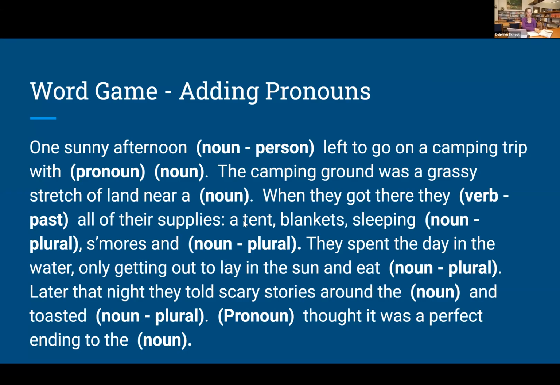Okay, so let's read our word game now. Here we go. Okay, one sunny afternoon, Daisy left to go on a camping trip with his bat. The camping ground was a grassy stretch of land near a gardener. When they got there, they ran all of their supplies: a tent, blankets, sleeping rock, s'mores, and oranges. They spent the day in the water, only getting out to lay in the sun and eat cars. Later that night, they told scary stories around the mouse and toasted dolls. Ew. Okay, gross. They thought it was a perfect ending to the Godzilla.